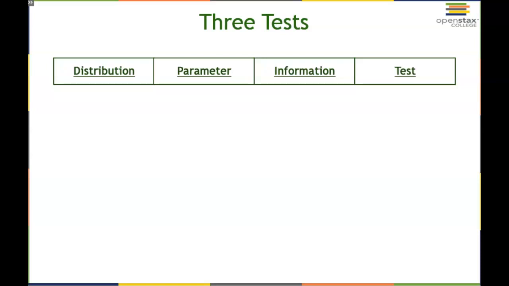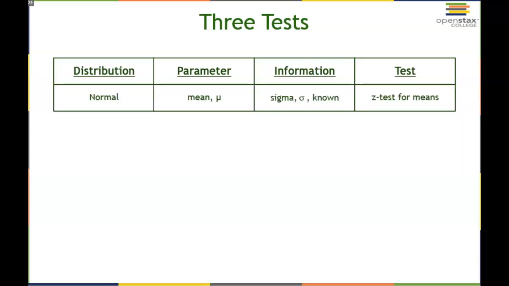It does depend on what type of distribution you're given, what parameter you're given, and what other information you're given. That is all going to determine which type of test you're going to do. If you're given a normal distribution, and your parameter is the mean of the population mu, and you also know the standard deviation of the population sigma, then the test that you will do is a z-test for means.